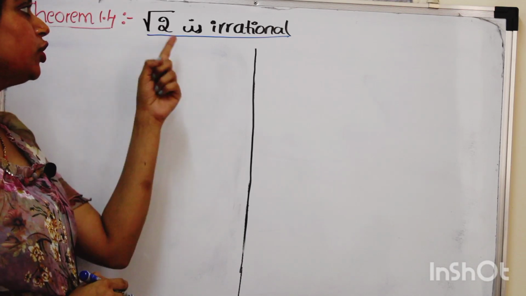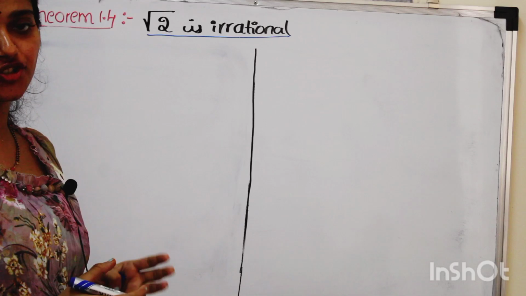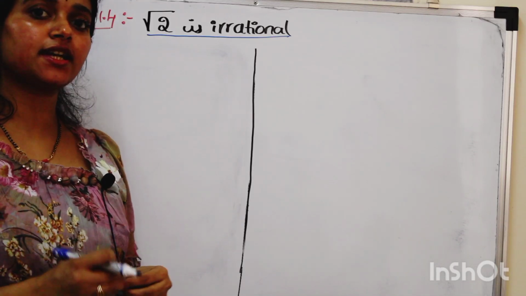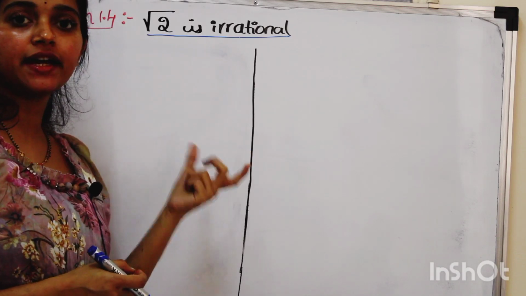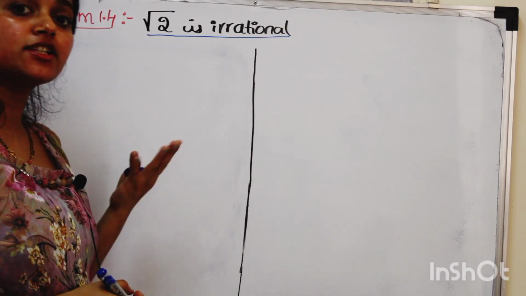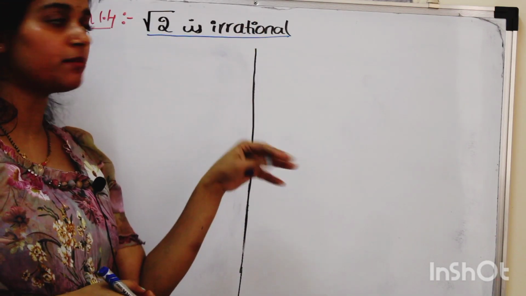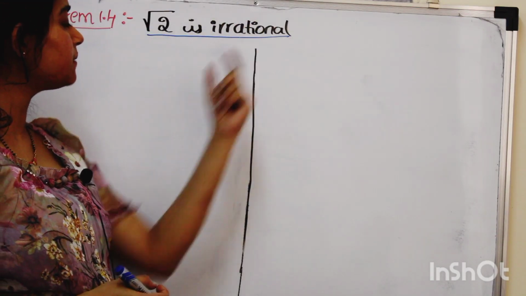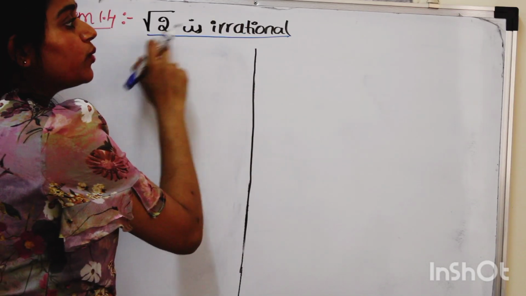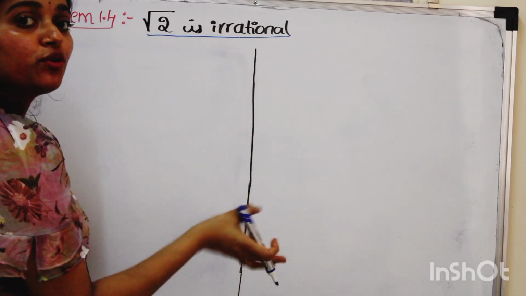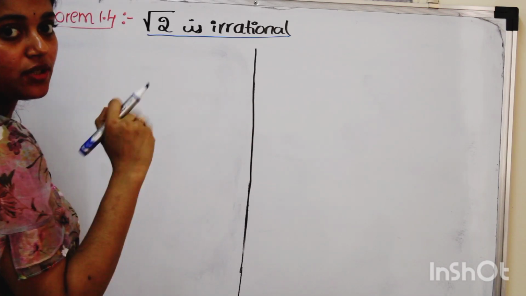Theorem 1.4, root 2 is irrational. Now we have to prove root 2 is irrational. So how to prove root 2 is irrational? Let us prove this by contradiction. So what is contradiction? We have to take the statement in opposite form. What is the opposite form of this statement? Root 2 is irrational, so the opposite is root 2 is rational. If you prove this by taking the opposite, that is what we call a proof by contradiction.